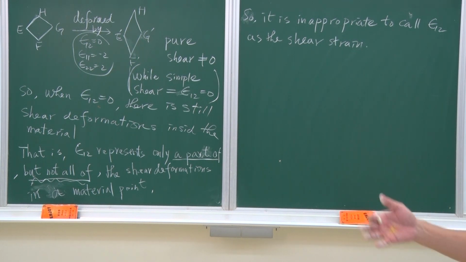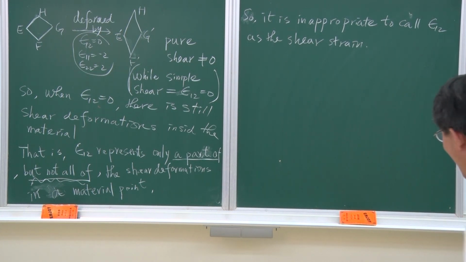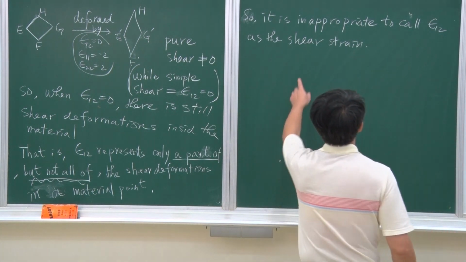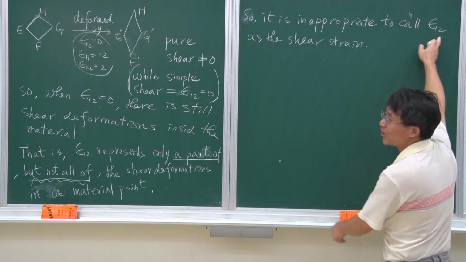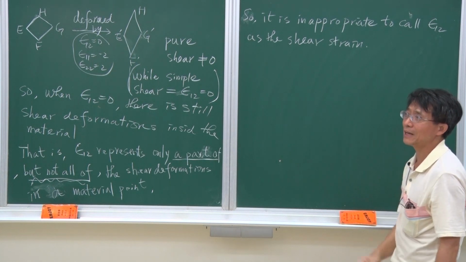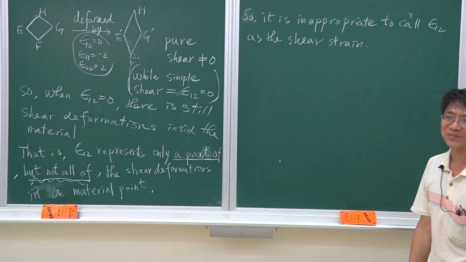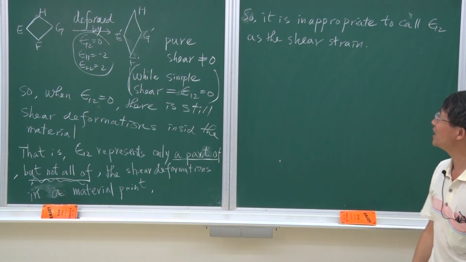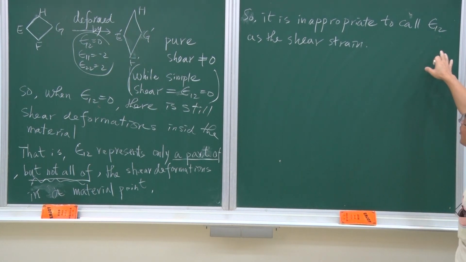If you can beat all the guys, then you are the king of the world, king of tennis of the world. If you cannot, you're just a local king. Okay, so in this sense, absolute 1, 2 is just a local king because it can only represent a part of the shear deformation, but not all of the deformation. So it is not very appropriate to call absolute 1, 2 the shear strain.